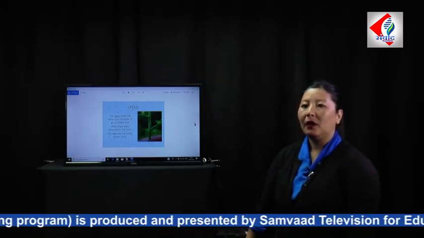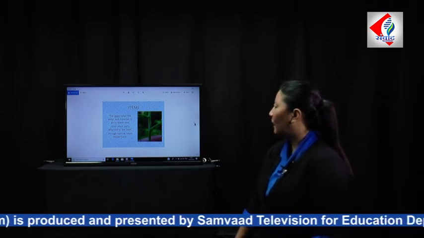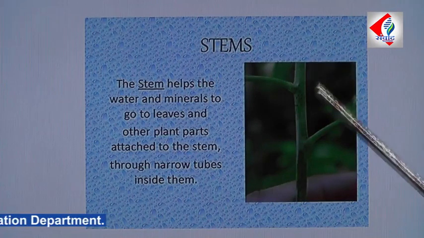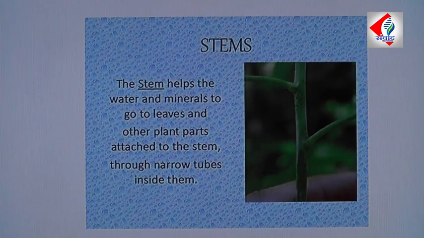Next is the stem. So what is a stem? The stem helps the water and minerals to go to the leaves and other plant parts attached to the stem through narrow tubes inside them. You can see a picture of the stem here. So here I have a plant. This is the stem. Below are the roots. This is the stem of the plant. You can see the leaves and the flower. The stem has a very important role.